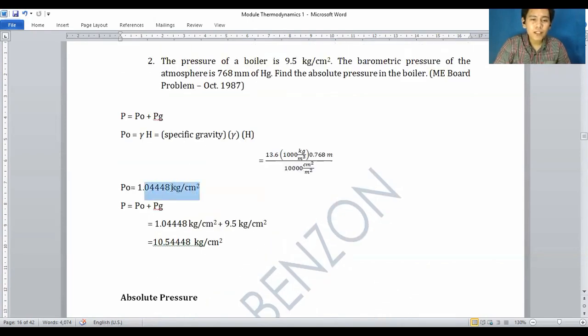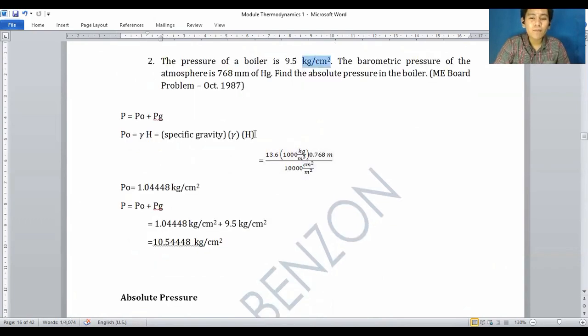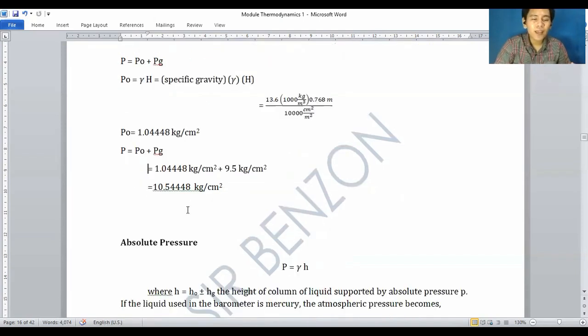Now, since our atmospheric pressure is in kilogram per cm squared and our gauge pressure is in kilogram per cm squared, we can now simply substitute all the values given to this general equation, which is absolute equals atmospheric plus gauge, equals 1.04448 kilogram per cm squared plus 9.5 kilogram per cm squared. That will yield 10.54448 kilogram per cm squared. And that is the final answer.